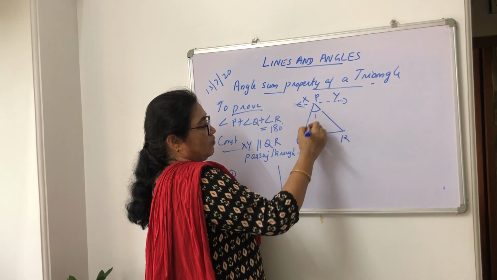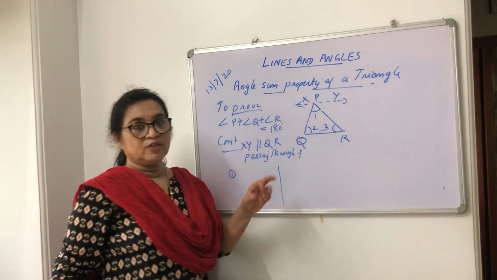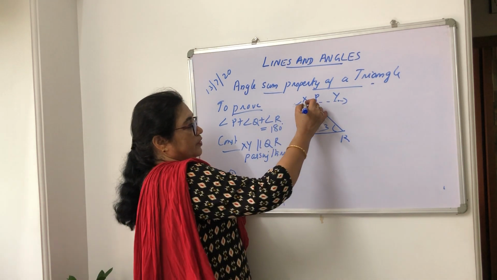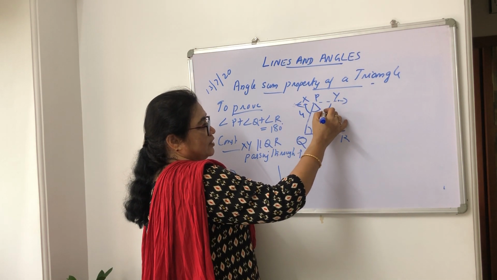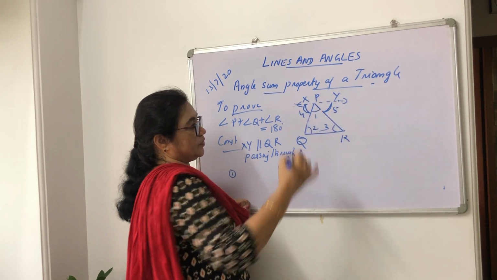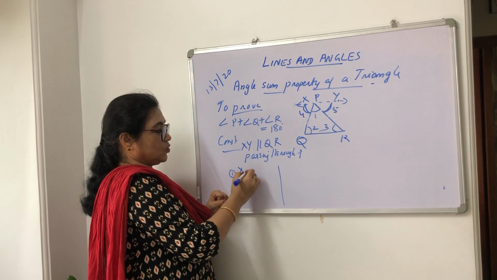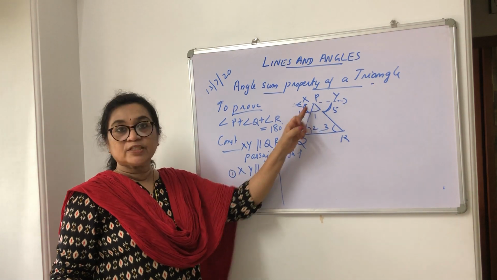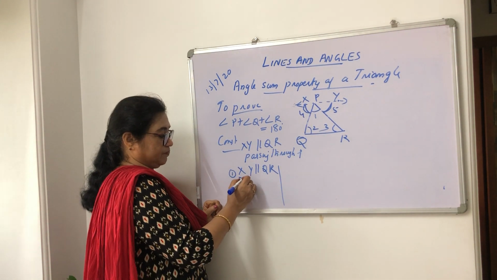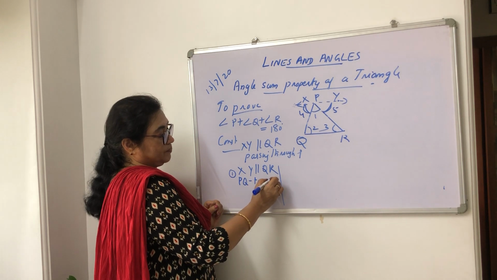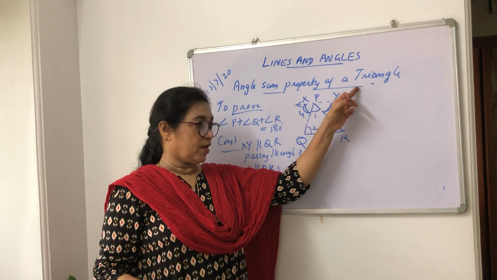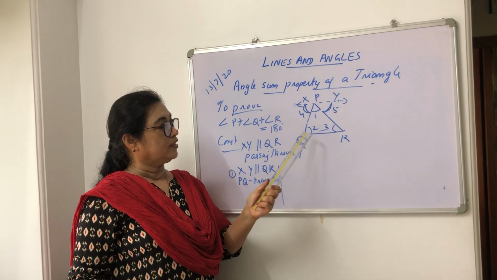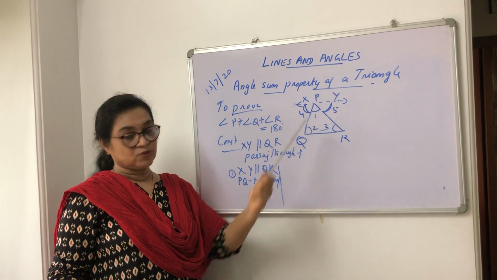Suppose I am taking this as angle 1, angle 2 and angle 3. So you have to prove angle 1 plus angle 2 plus angle 3 is 180. This angle I am taking as 4 and this angle I am taking as 5. So first, XY and QR are parallel. You take this PQ as transversal.